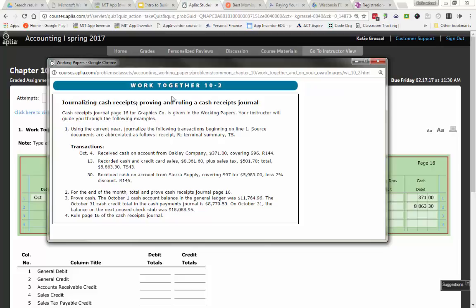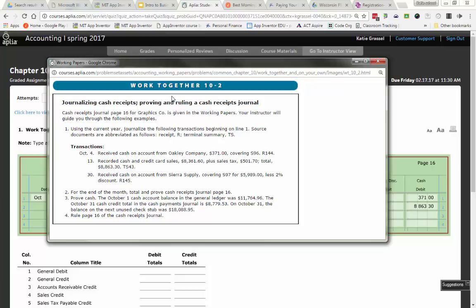So originally, Sierra Supply bought from us on account $5,989 worth of product. Now they're paying it off. But they're also getting a discount. So do they have to pay us $5,989? No. So the $5,989 is going to go in which column? Accounts receivable. That's the amount that we have in the books that they say they owe us.